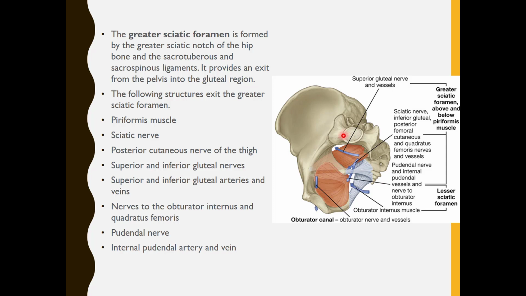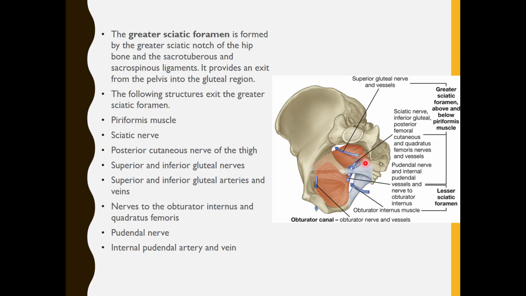Now there will be two foramina. See here, this is greater sciatic foramen and there will be lesser sciatic foramen. The greater sciatic foramen is formed by the greater sciatic notch of the hip bone and the sacrotuberous and the sacrospinous ligaments. It will provide an exit from the pelvis into the gluteal region.